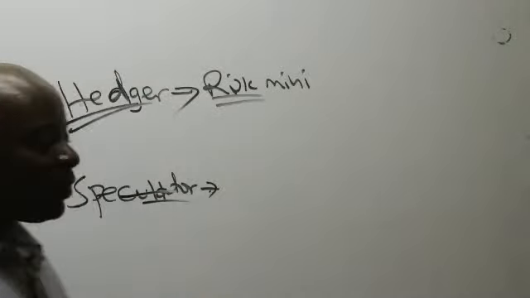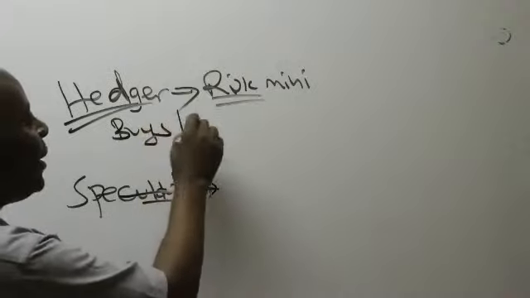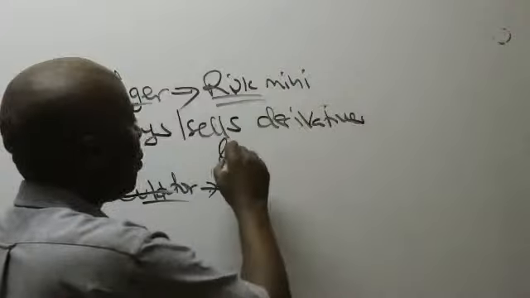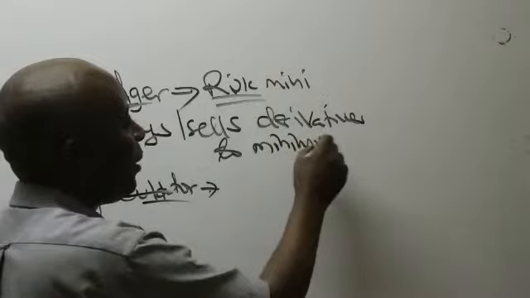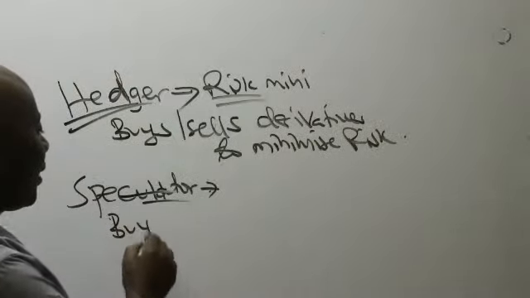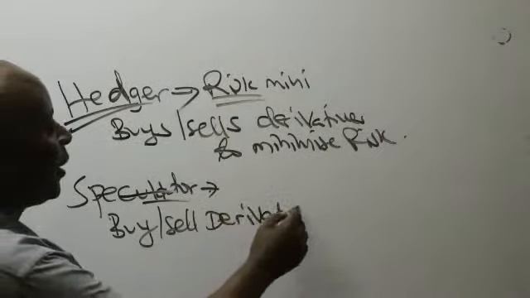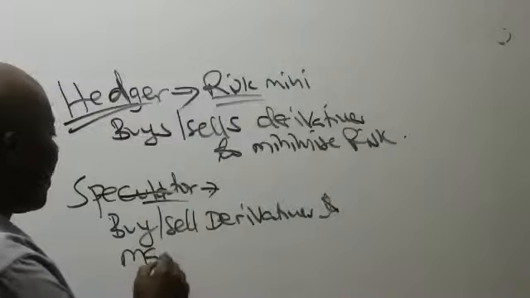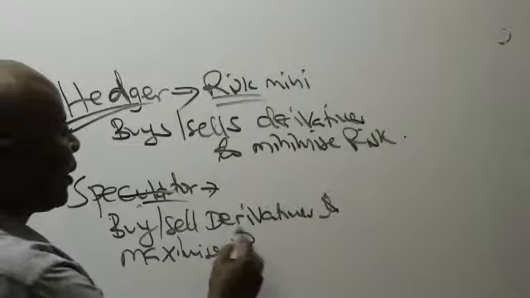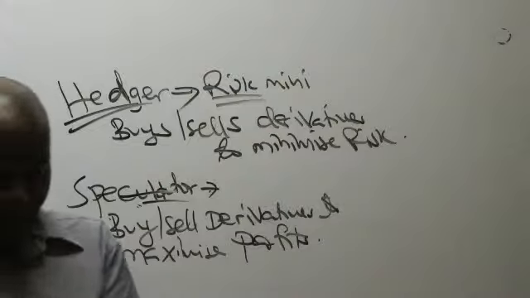So what have we said? We've said that a hedger buys and sells derivatives to minimize what? To minimize risk. And the speculators, they buy and sell derivatives to maximize. They're after profit. The speculator has a profit motive. To maximize what? Profits.